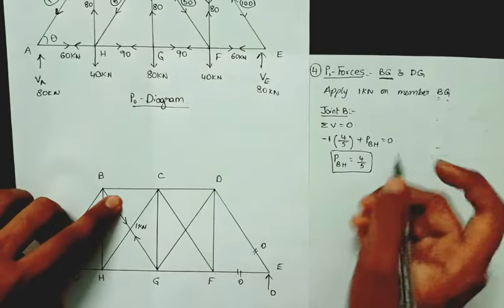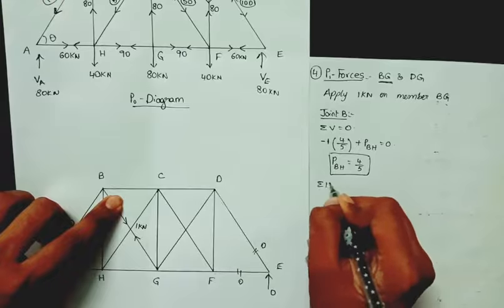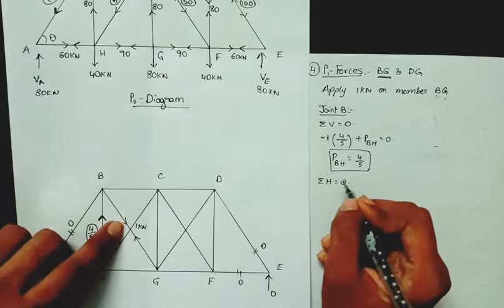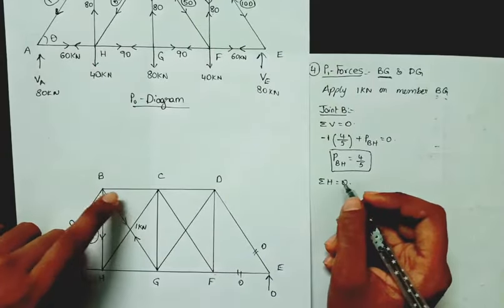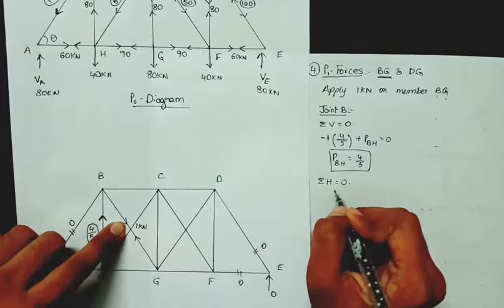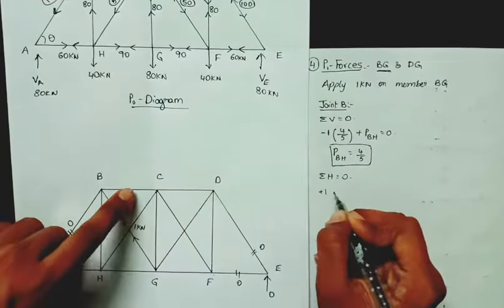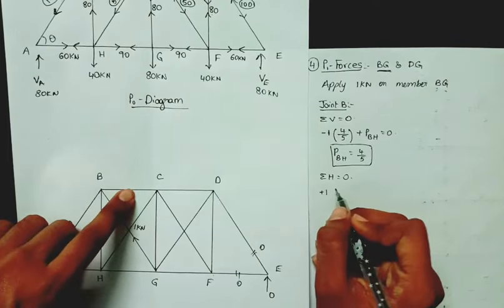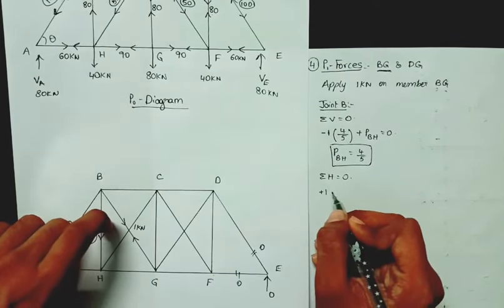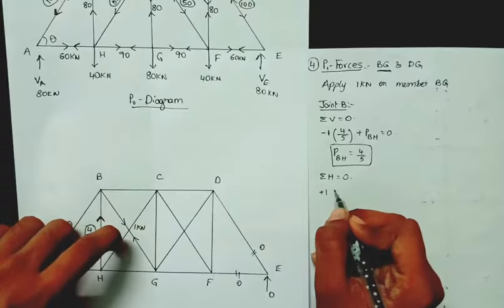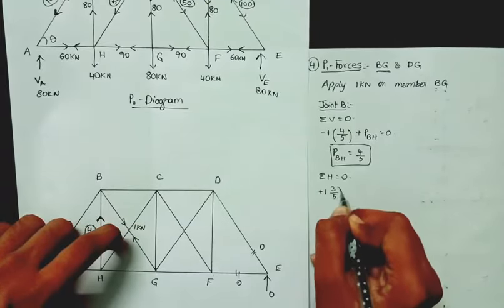And next I will similarly apply sigma H equal to 0. If I resolve this member horizontally, this arrow will be in the right side direction, so I will take plus 1. If I resolve in the horizontal direction, then it will be the cos component, cos theta equal to adjacent side by hypotenuse, that means 3 by 5.